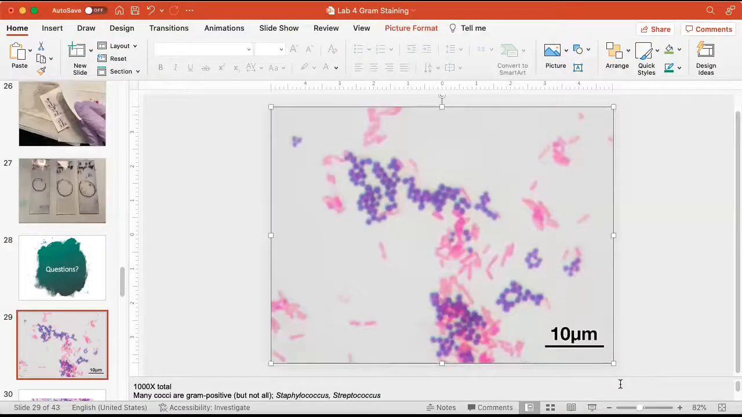So you can see anything. You can see gram-positive cocci, you can see gram-negative cocci. You can see gram-positive rods, you can see gram-negative rods, okay? All right.